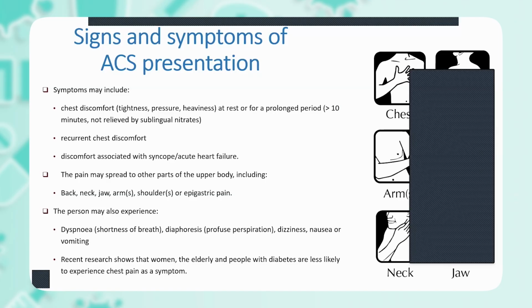The person can also present with symptoms other than pain, where pain is not the predominant symptom. It could be dyspnea, diaphoresis, dizziness, nausea, and vomiting. So especially the elderly patients who come in with syncope, always think of MI as one of the causes for syncope or collapse. And we all know women, elderly, and patients with diabetes are less likely to experience chest pain as a symptom.